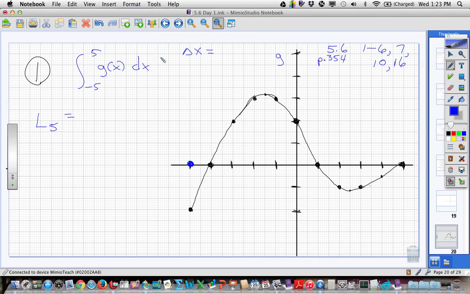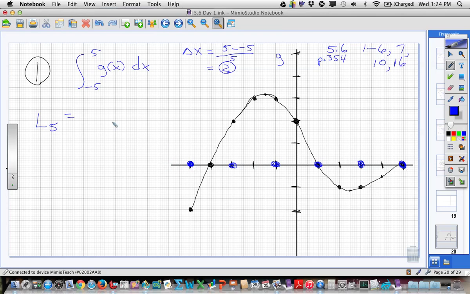So delta x would be the total width, which is 10, divided by 5 subintervals, so it's how much? 2. 10 divided by 5 is 2. So I'm going to put my dots 2 apart. Right? So there's my 5 subintervals in the blue, in between the blue dots. Those are my 5 subintervals. My subintervals are 2 wide.